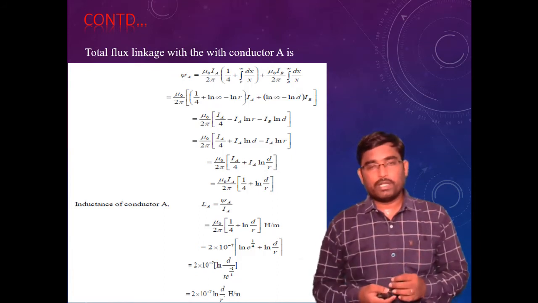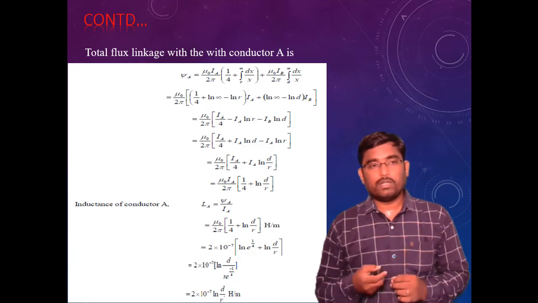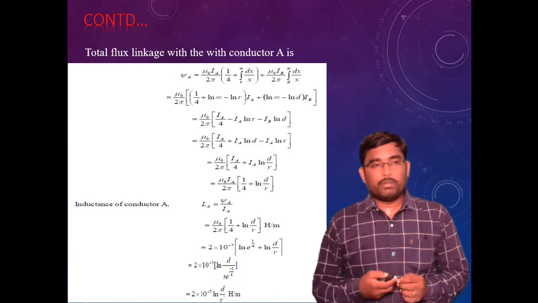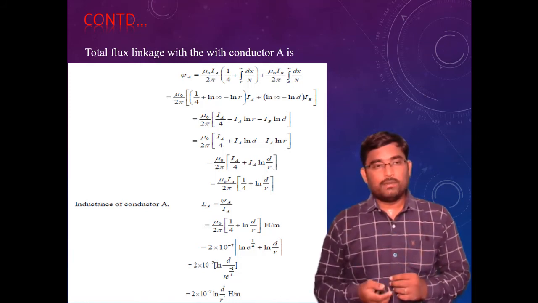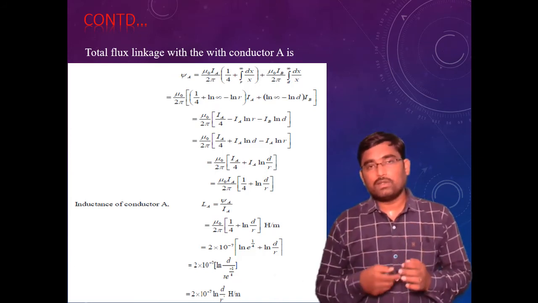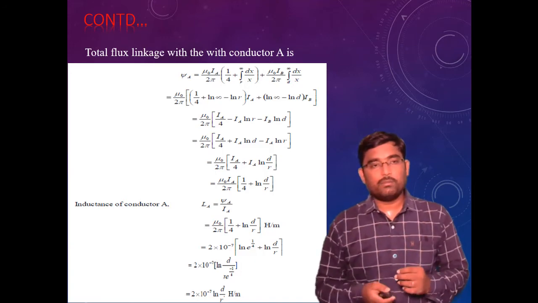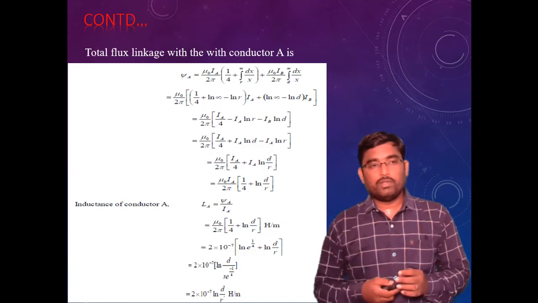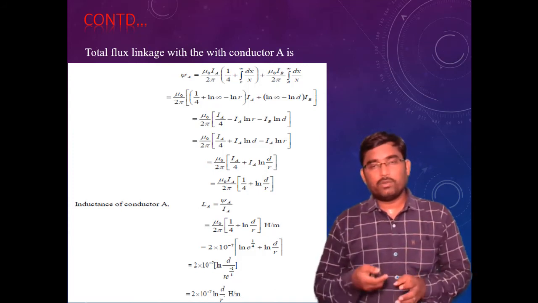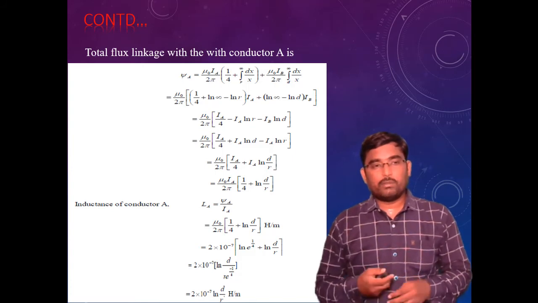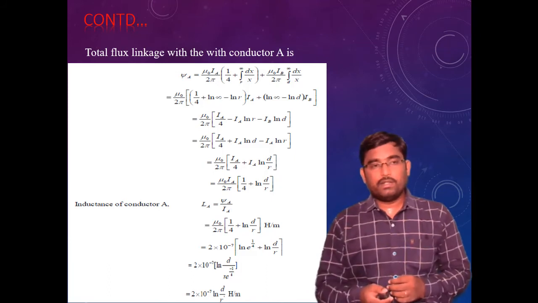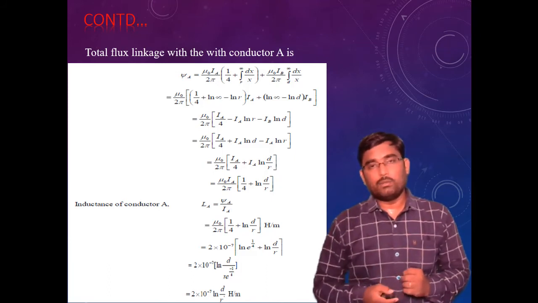It will be mu naught by 2 pi into Ia by 4 minus Ia into ln of r minus Ib into ln of d. Then it will be mu naught by 2 pi into Ia by 4 plus Ia into ln of d minus Ia into ln of r. Here we have taken Ia equals Ib, so both are the same, and both are taken as I. So now it will be mu naught by 2 pi into Ia by 4 plus Ia into ln of d by r. Now mu naught Ia by 2 pi into 1 by 4 plus ln of d by r, with Ia taken as common.